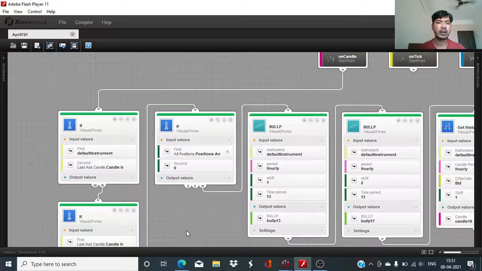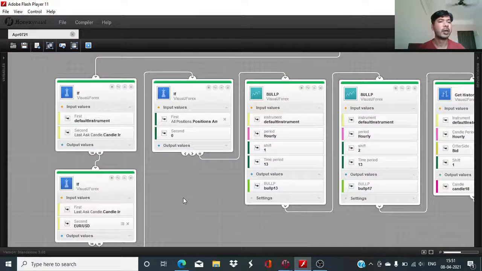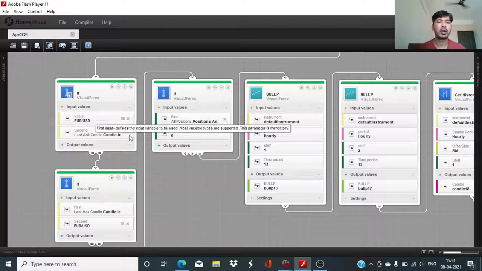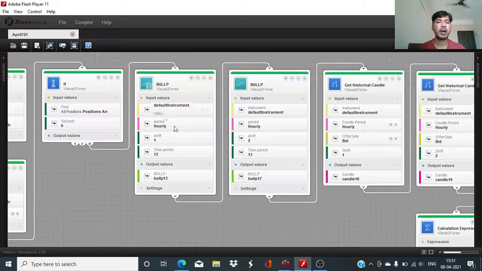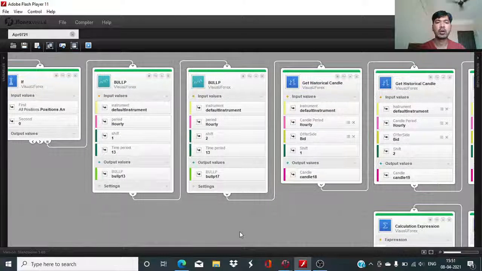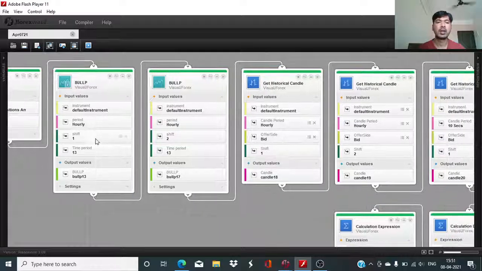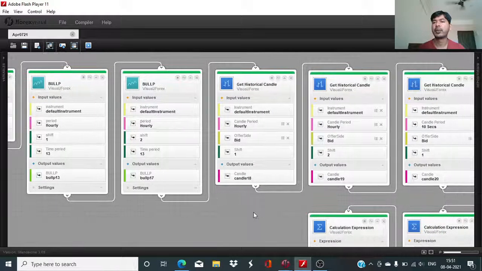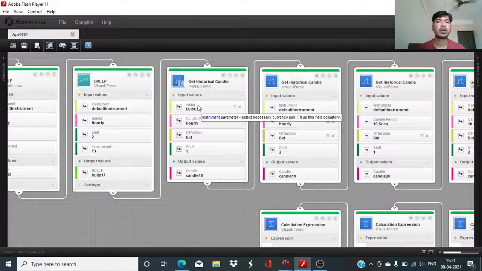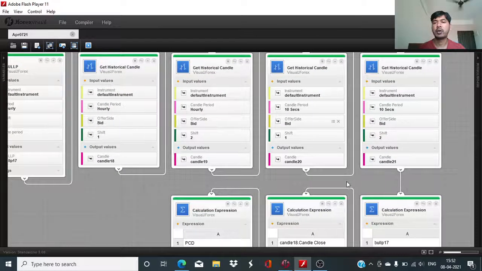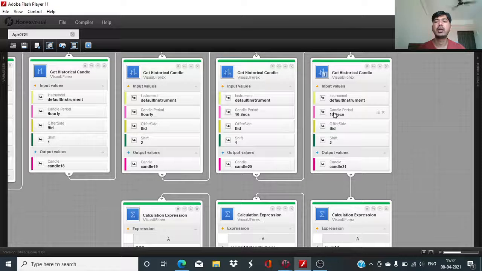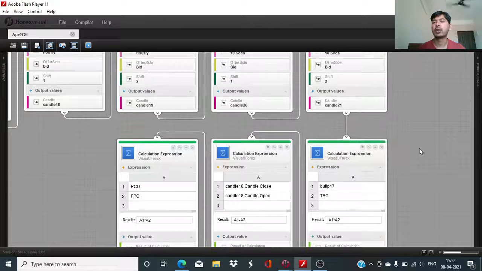In the prior session, I had done this instrument subscription where the default instrument is EUR/USD. Then the position amount was defined. I got these Bull Power indicator blocks of the hourly time frame with the look back period of 1 and 2 respectively. These two historical blocks of 1 hour time frame get historical candle to look at the price volatility prior to the execution of the trade, and then to pinpoint the exact entry point, these 10-second candles will be used.